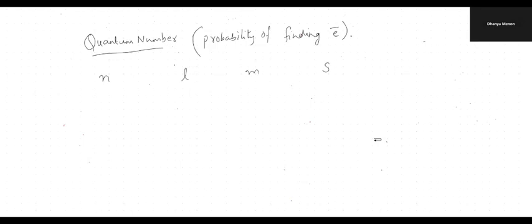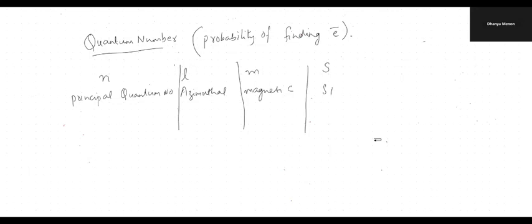These are the four quantum numbers, as I said. N is the principal quantum number. L is the azimuthal quantum number. M is the magnetic quantum number. And S is the spin quantum number.